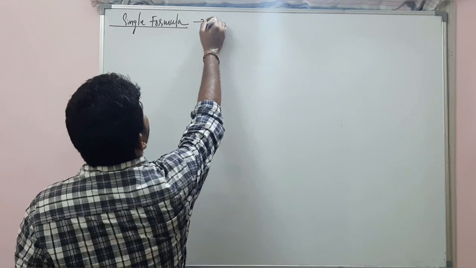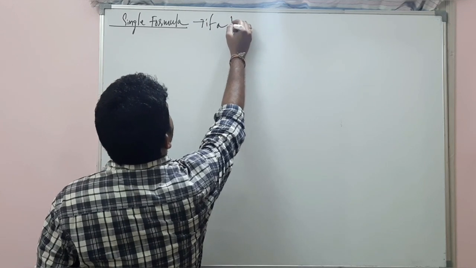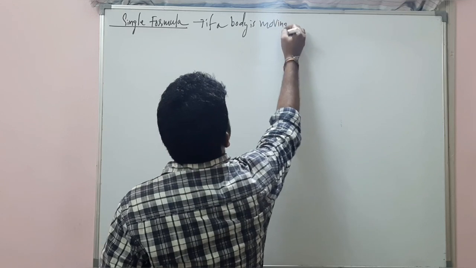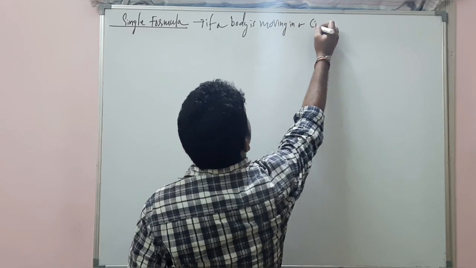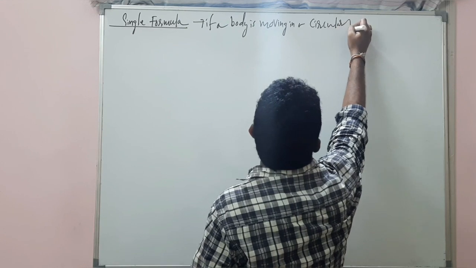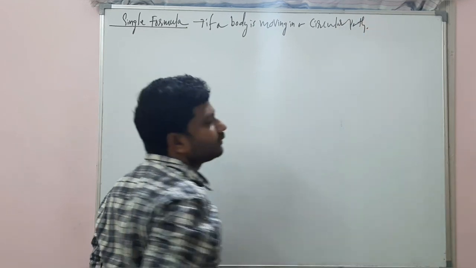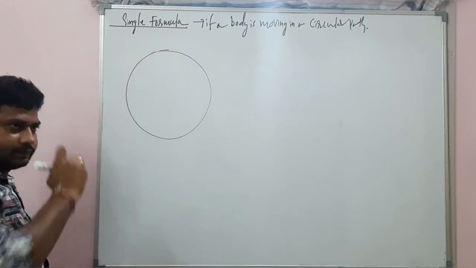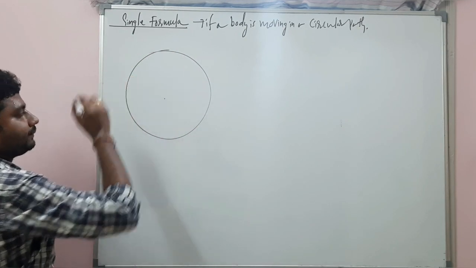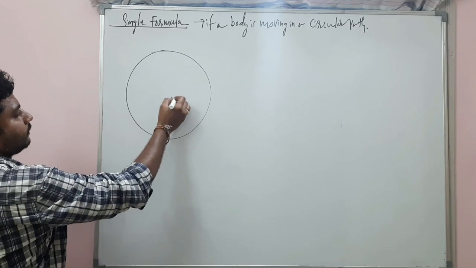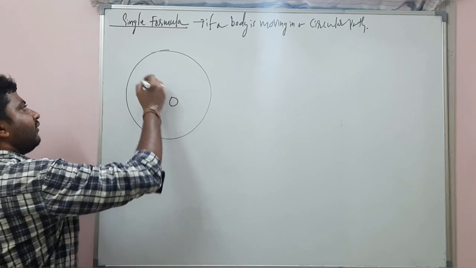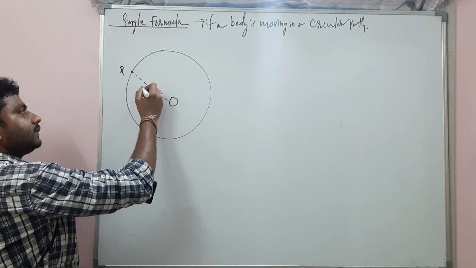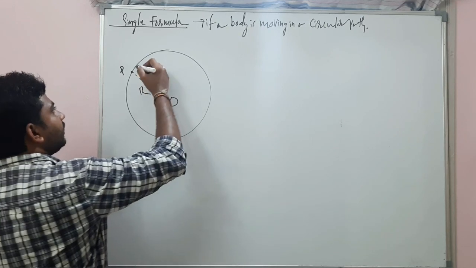So if a body is moving in a circular path, right? First thing, let's take this origin. Body is starting from point P. Radius is R. And reaches the point Q.